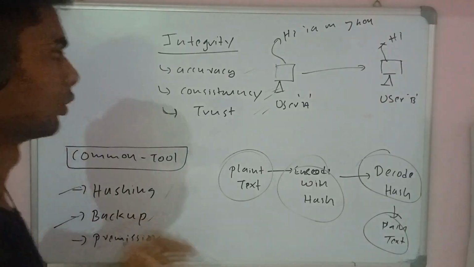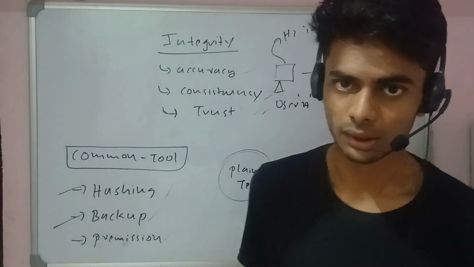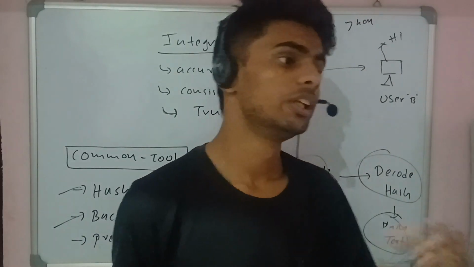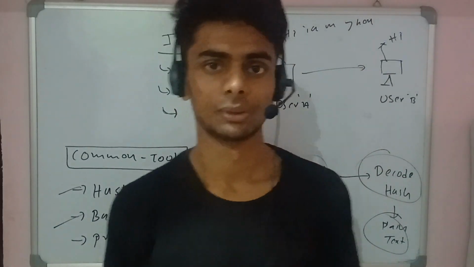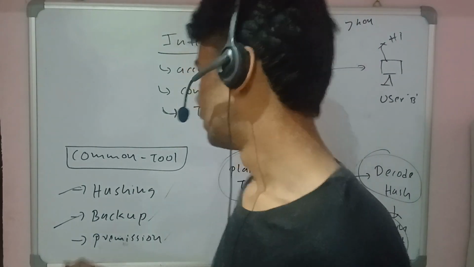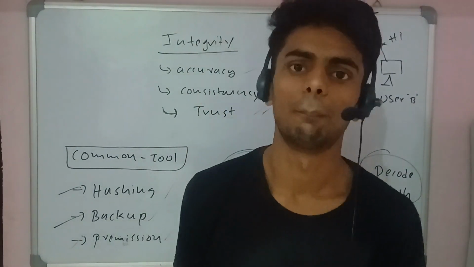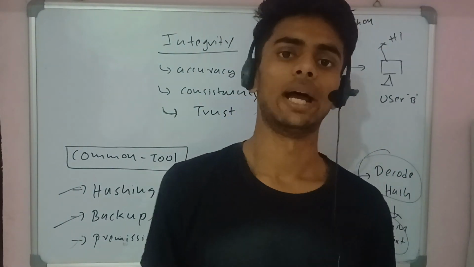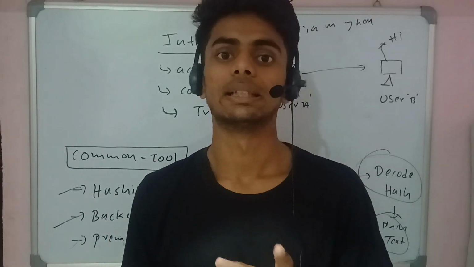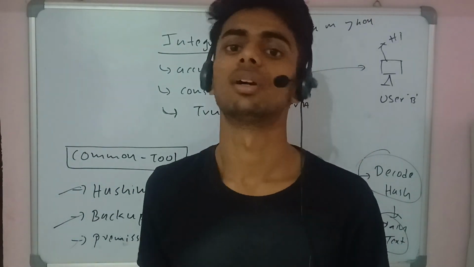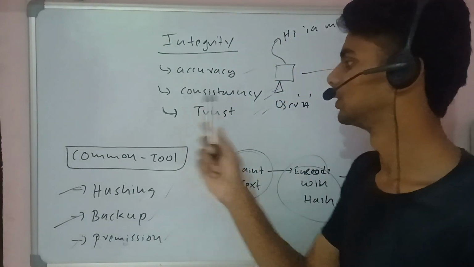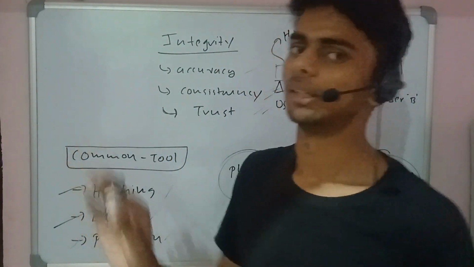Backup is important for ensuring consistency, because sometimes we lose lots of information or files get corrupted. So we need to keep a backup plan for security purposes, so we can recover that information as soon as possible. The second one is permission. We are not going to give any user permission to access the information. We restrict user permission and give only simple access to particular information, not very high access. So that's all about integrity: accuracy, consistency, and trust. This is a way to understand integrity.